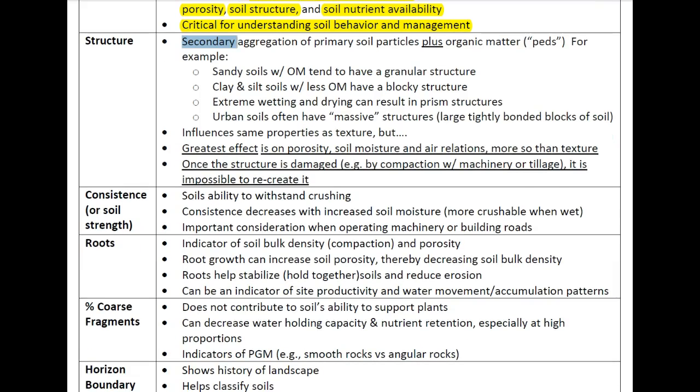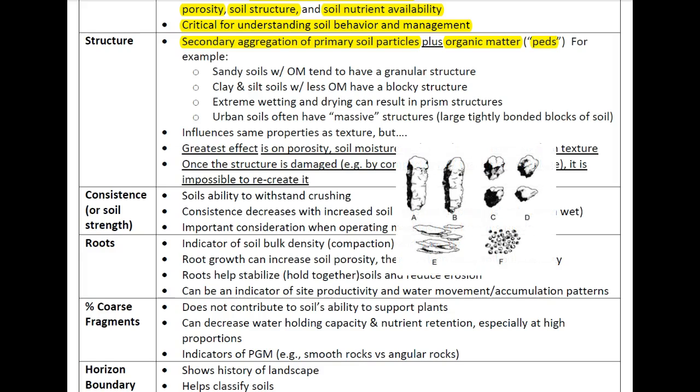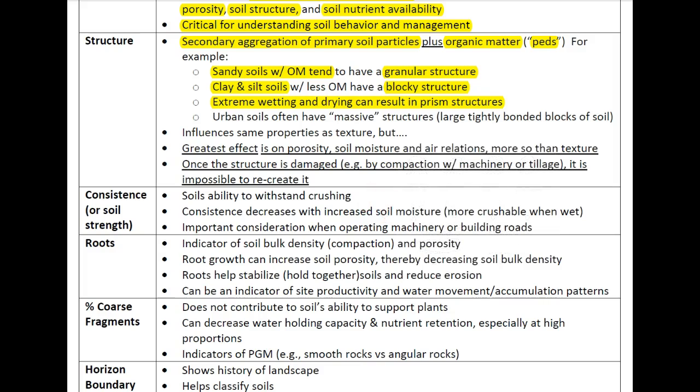Structure is a secondary aggregation of these primary soil particles along with organic matter. We call these peds. For example, sandy soils with organic matter tend to have a granular structure. Clay and silt soils with less organic matter will have a blocky structure. Extreme wetting and drying can result in prismatic structure, and urban soils often have a massive structure, so large, tightly bonded blocks of soil.